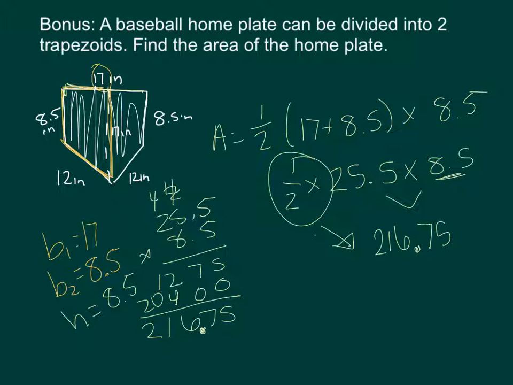So doesn't it make sense that the area of the whole plate is just this number here, your base 1 plus your base 2 times your height? It does. You could, if you wanted to, have timesed it by 1/2 and then timesed the whole thing by 2. It would have been the exact same thing. This is your answer, 216.75 inches squared.